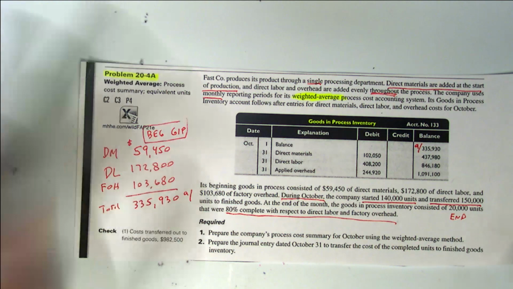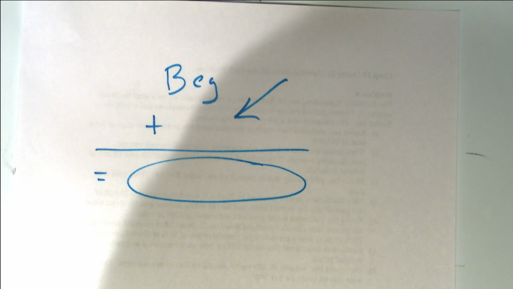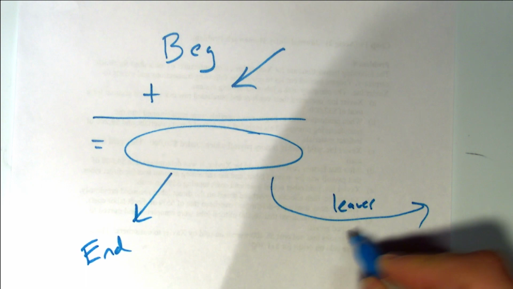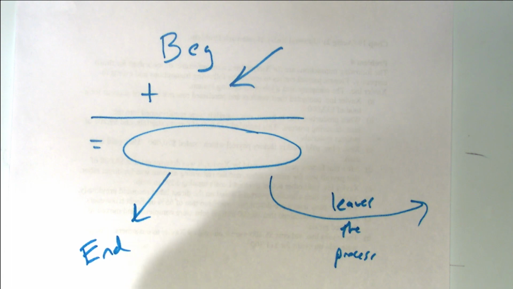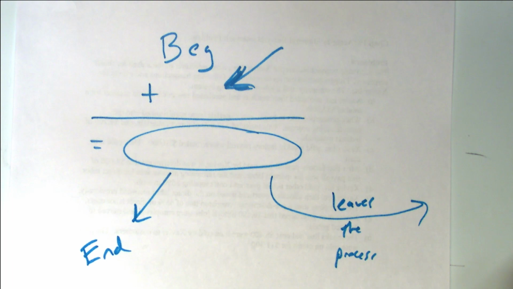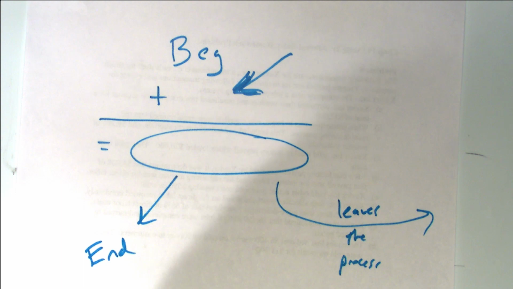We'll have a little side note here. Remember how we have done this relationship a number of times, where we said the beginning of something plus what comes in equals some amount, right? And that amount either becomes the end amount, like the ending inventory, or it's what leaves the process. Think of your checking account. You've got your beginning balance of cash for the month plus whatever deposits you made. That equals some sort of number, and it was either paid out, and what wasn't paid out is the end. Is that correct? Follow me?